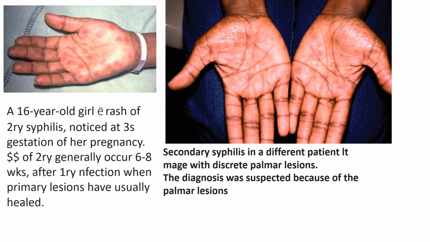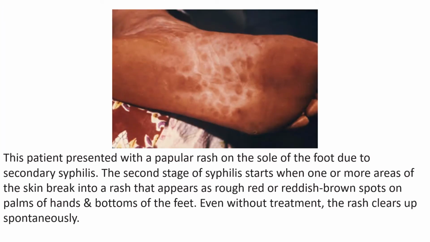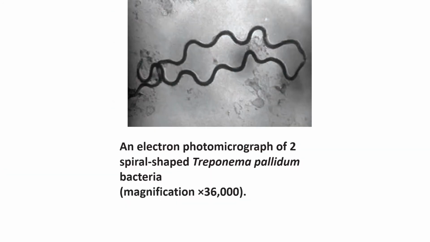Secondary syphilis, this is on the right, secondary syphilis in a different patient, image with discrete palmar lesions. The diagnosis was suspected because of the palmar lesion. This is the foot. This patient presented with a papular rash on the sole of the foot due to secondary syphilis. The second stage of syphilis starts when one or more areas of the skin break into rash that appears as rough red or reddish brown spots on palms of hands and bottoms of the feet. Even without treatment, the rash clears up spontaneously.